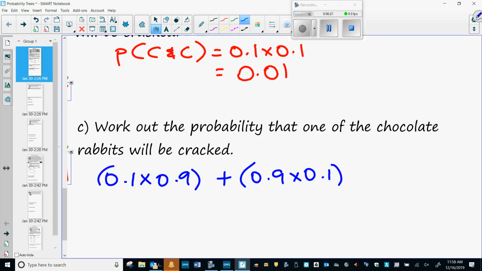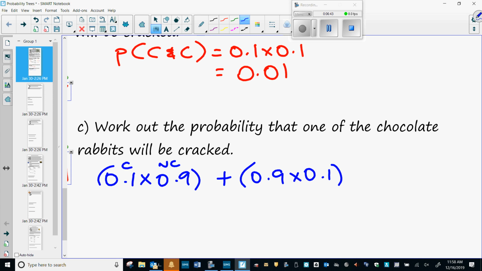So the first one was cracked, not cracked. Yes, I don't want to keep going up and down. Wait, is it the crack, not crack first? And then it's what? So this is cracked, not cracked. That's the first one. Wait, is it 0.9? So this was the cracked, not cracked.